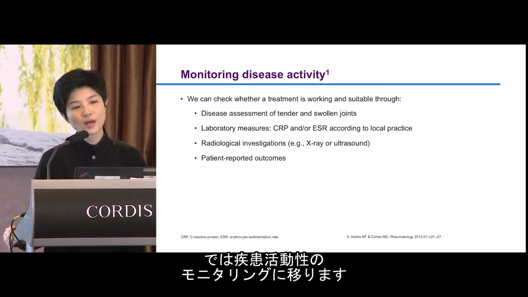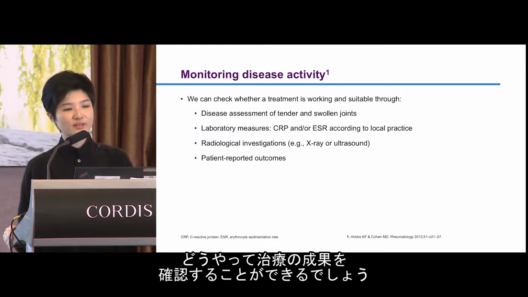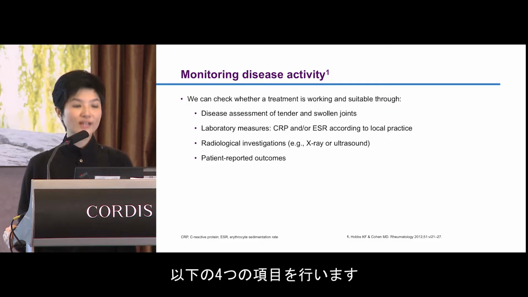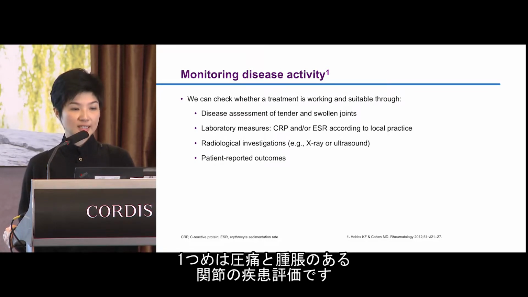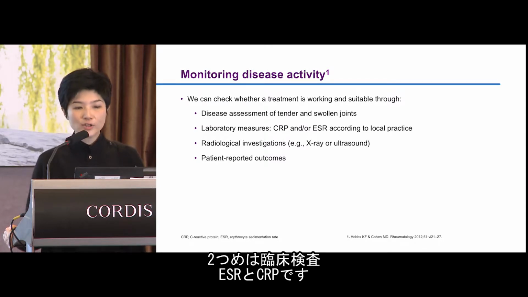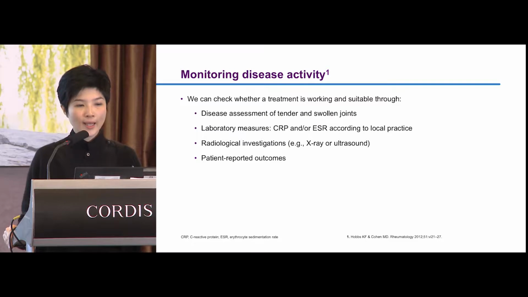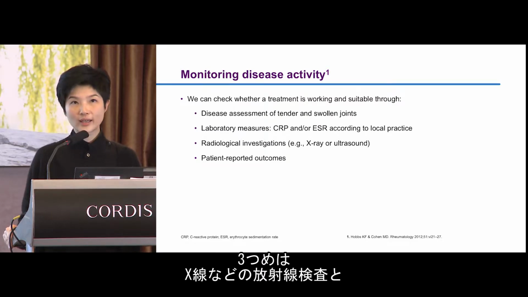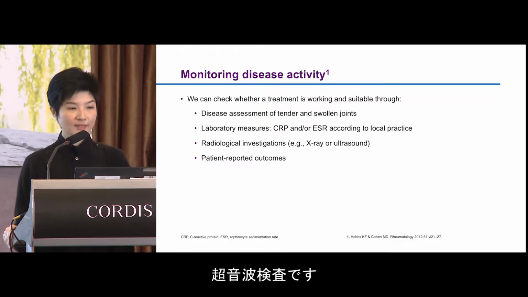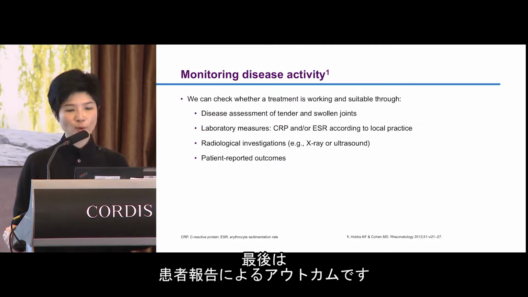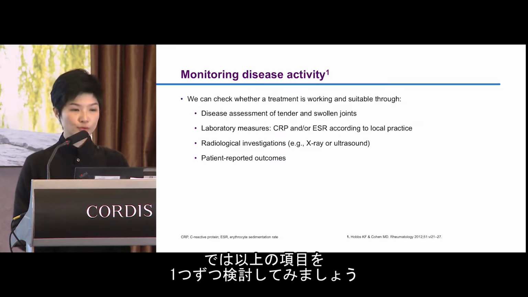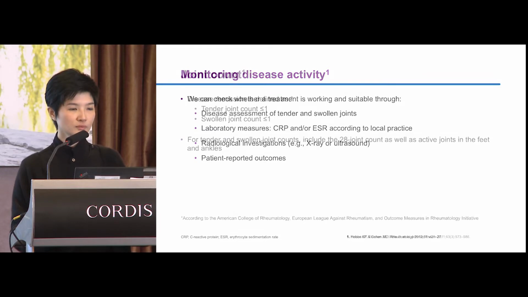So we go to disease activity monitoring. How can we check whether a treatment is working or not? We can achieve this by doing the following 4 items. First, disease assessment of tender and swollen joints. Second is the laboratory measure, ESR and CRP. The third one is radiological investigation like X-ray and ultrasound. And lastly is the patient-reported outcome. I would like to go through these one by one with you.